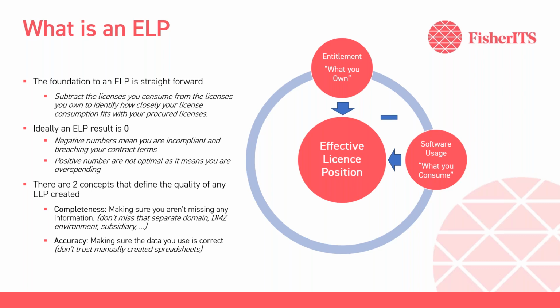So for every ELP, step number 1 is making sure that there's nothing out there that you're missing, that it is complete, that you've got everything included. And the second term, which is equally important, is accuracy. Making sure that the data you've got available that you're using is correct. And the most common issue we see in this space of accuracy is people relying on spreadsheets. Everything has been manually entered, so it could be wrong. It will change. People might not have copied it correctly.